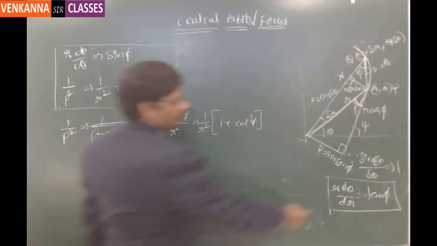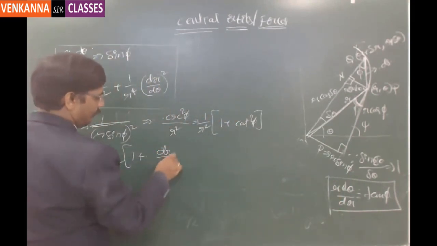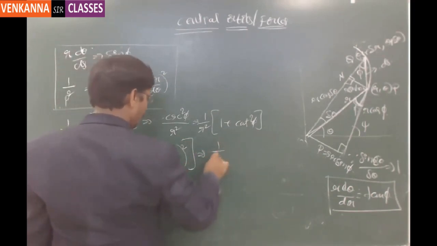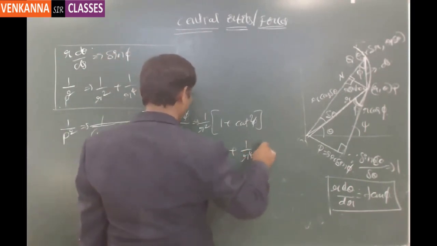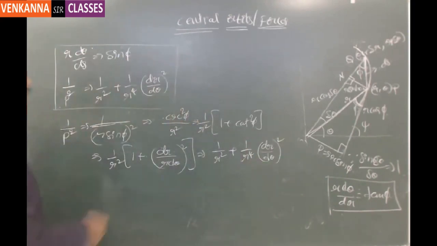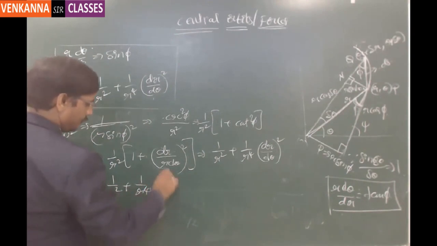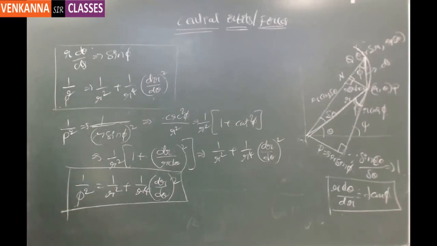You can replace dr by r d theta. So dr by r d theta whole square. So this is 1 by r square plus 1 by r power 4 into dr by d theta whole square. So this is this relation. So 1 by p square equal to 1 by r square plus 1 by r power 4 dr by d theta whole square, and this relation is universally valid for any kind of curve in polar form.